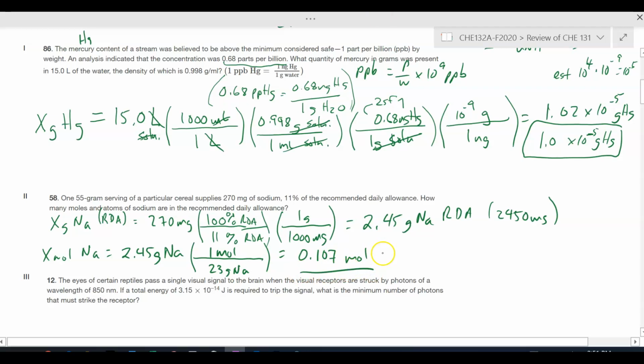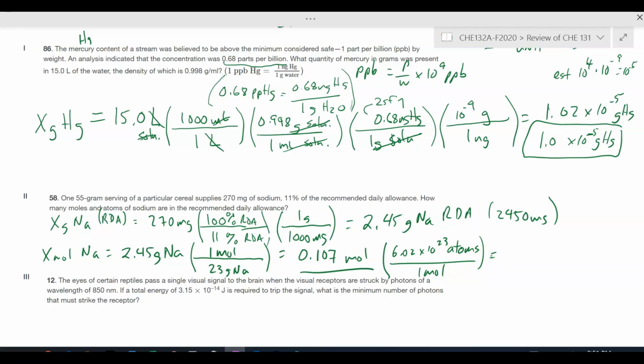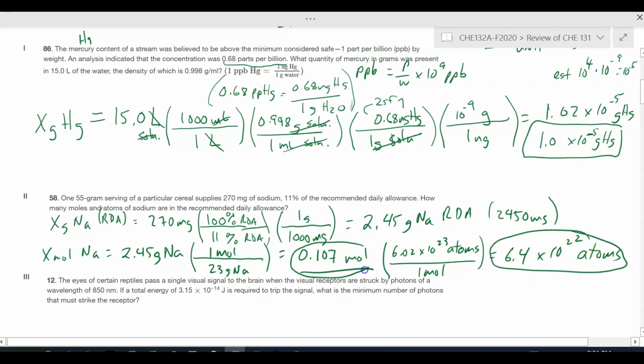And then to get atoms, I'm going to take this and multiply it by 6.02 times 10 to the 23rd atoms per 1 mole. And so that's going to be something around 6 times 10 to the 22nd when I'm done. So 6, second, comma, to do the exponent 23. It's a positive exponent, not negative. I always get those things wrong. And I wind up with 6.4 times 10 to the 22nd atoms. So that would be one answer. This 0.107 moles is the other answer there.